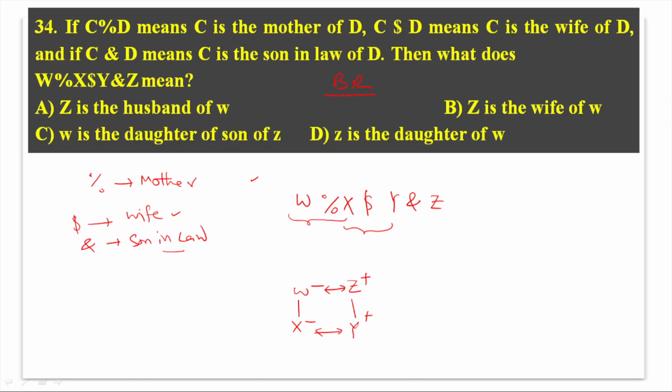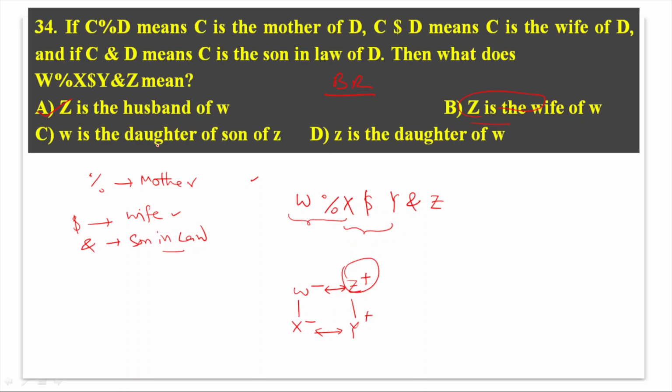So what do you ask in the question? Okay, we need to check which among the given options are true. So Z is the husband. Okay, Z is the husband of W. The first option will be the correct. Okay, let us try to check also the remaining options. Z is the wife. So here he giving Z is the wife, but Z is a male person here actually.